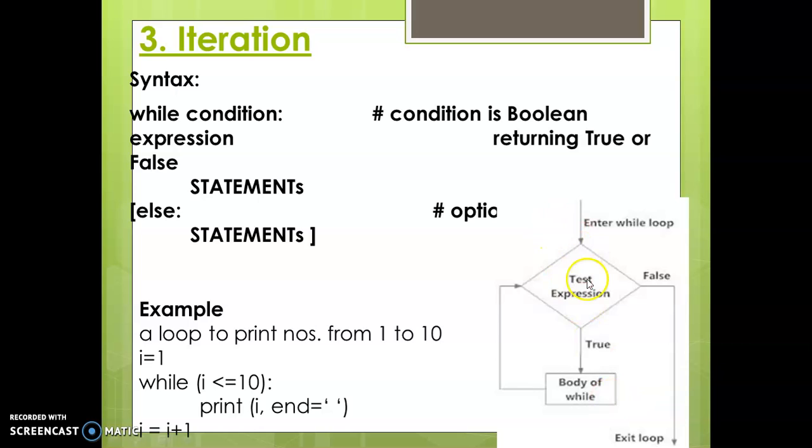And here, if the test condition expression is true, the body will be executed until the condition becomes false. And here, see the small example. A loop to print the numbers from 1 to 10. This loop will print the numbers 1 to 10, natural numbers.